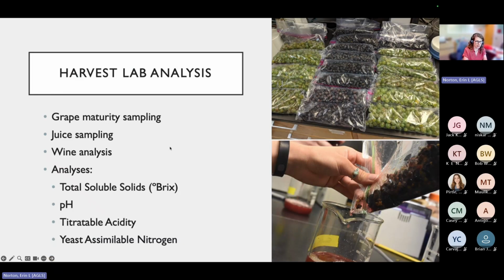So important, obviously, for grape maturity, for juice sampling and juice analysis, and wine analysis as well, we do a lot of analyses like pH and TA. The ones we're going to focus on today are total soluble solids or degree Brix, pH, titratable acidity, and I will mention yeast assimilable nitrogen. That's not something I expect most wineries to do in their own lab. Some people may be able to, but it's an important one to consider during the harvest season.